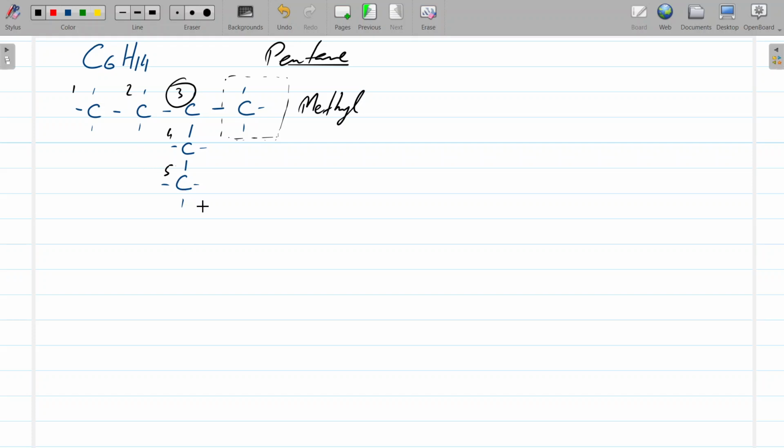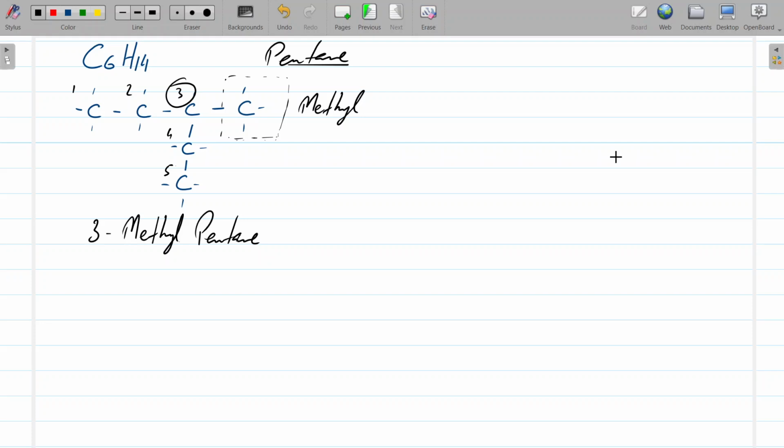Okay. Right, so how do we name this? This is a pentane. It has a methyl group attached to it. Which carbon is it attached to? 3. And so this molecule is 3-methyl pentane. Does that help in your understanding a bit? Yes. Okay.